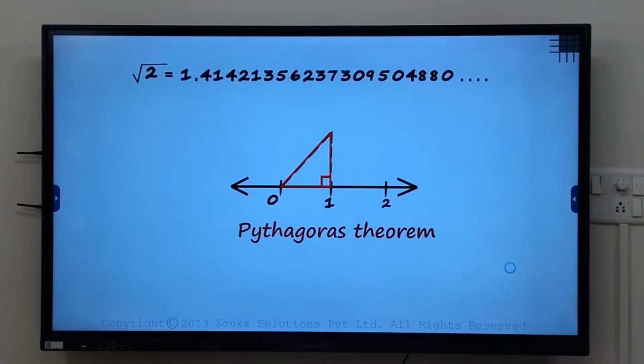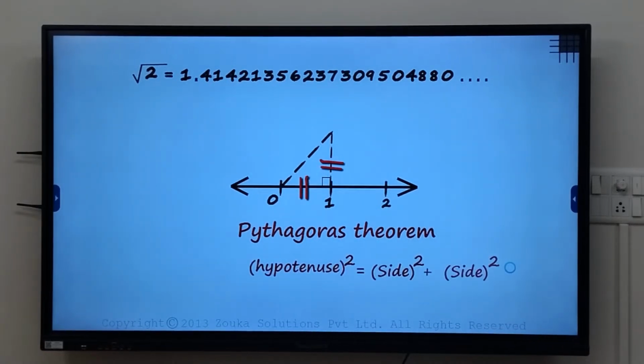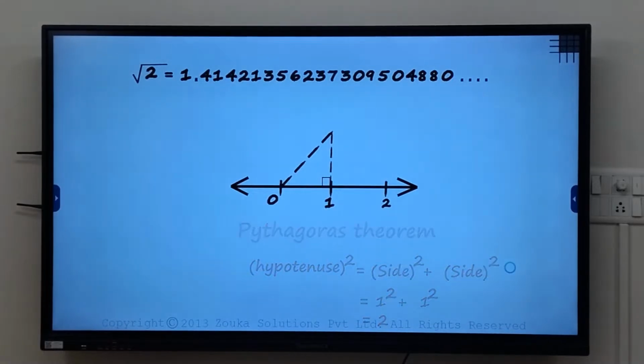By the Pythagoras theorem, the hypotenuse squared will equal this squared plus this squared. Since both are 1 unit long, the hypotenuse squared will equal 1 squared plus 1 squared, which equals 2. Since the hypotenuse squared equals 2, the hypotenuse will equal root 2. This is the length we wanted, root 2.